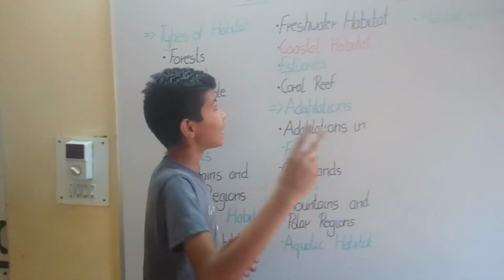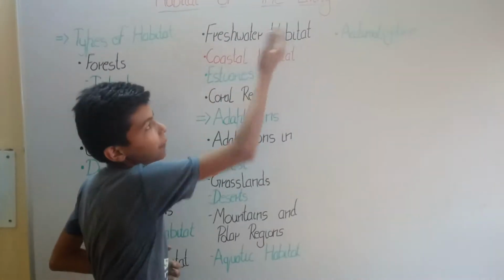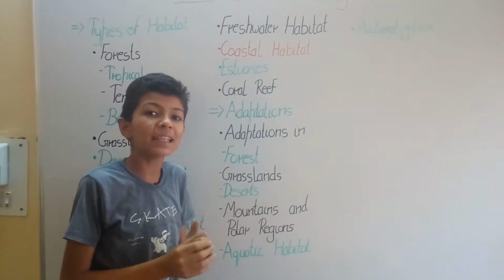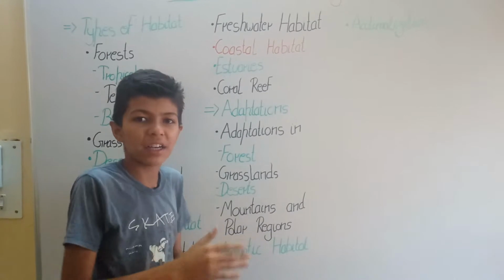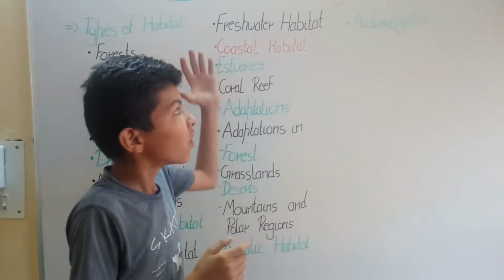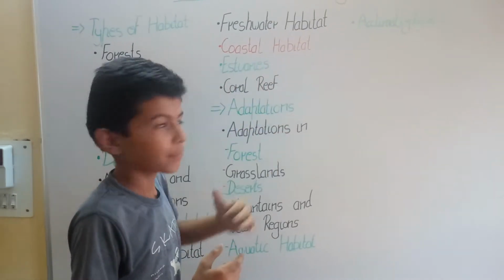Then the second type of habitat is freshwater habitat. So friends, what is a freshwater habitat? Freshwater habitat is the opposite of a marine habitat. It has fresh water. Animals found here include fish, frogs, and ducks.